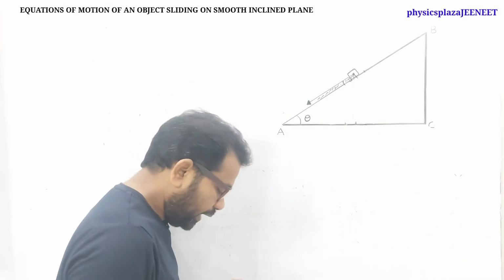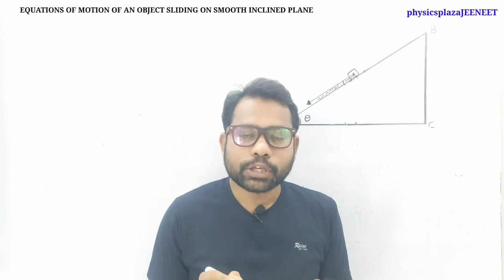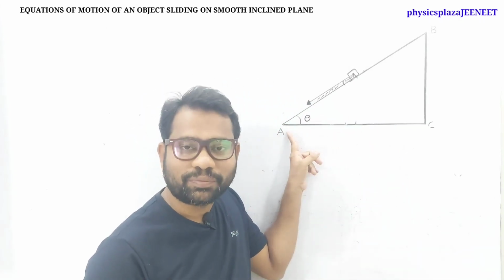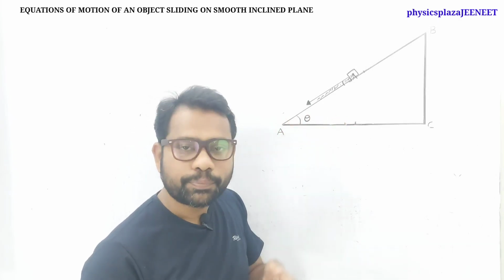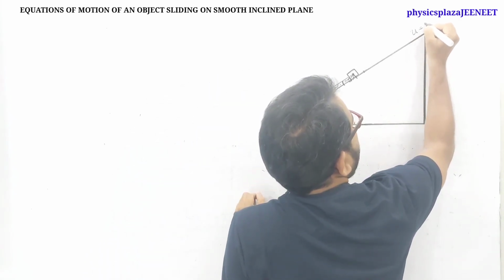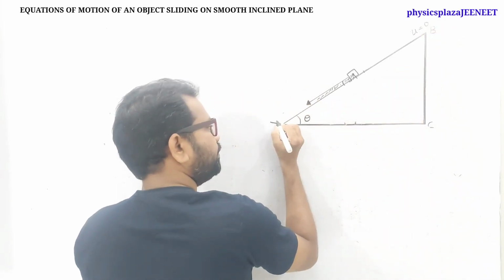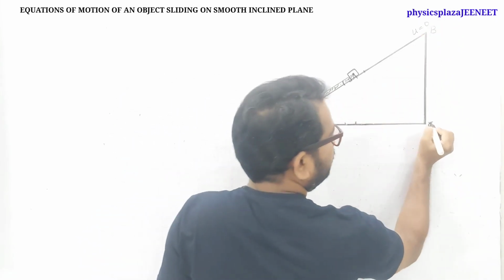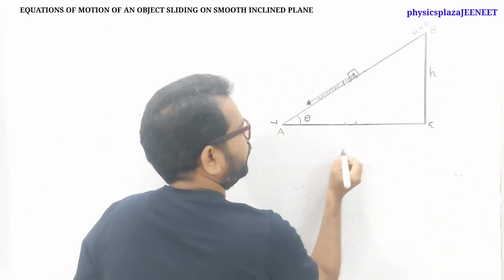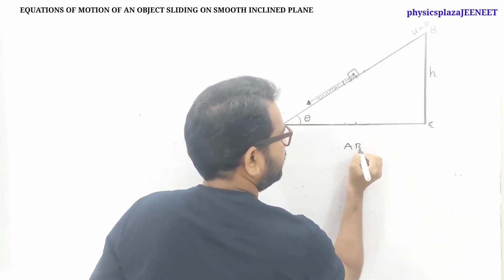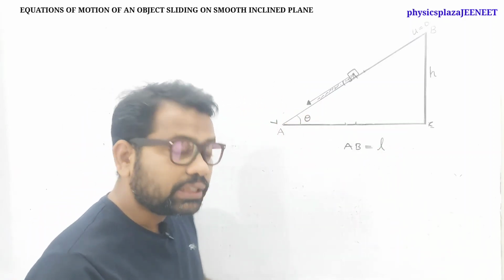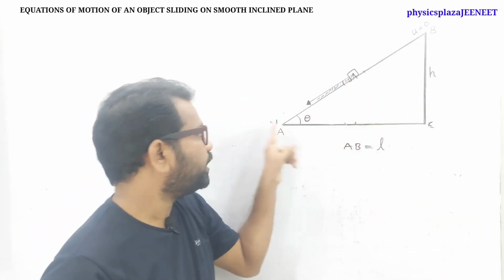Fine, children. In the given question, they are asking us to find the time taken to reach point A. Try to understand, children. As the body is sliding freely, it is given that U is equal to 0. Let the velocity here be V. Here let us take BC as a height, H, and AB, the length of the inclined surface, is given as L. Now what we need to do is calculate the time taken to reach point A.